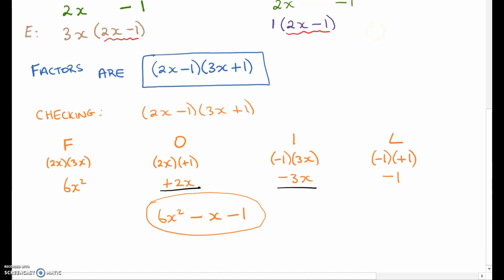Okay? So these are the factors. This is the answer. That's right. The last part of that is just confirming our answer, but this is what we want. This is the answer here: 2x minus 1 times 3x plus 1.